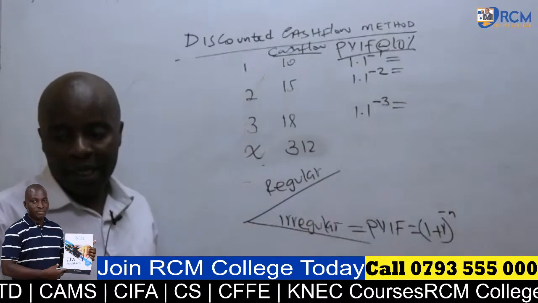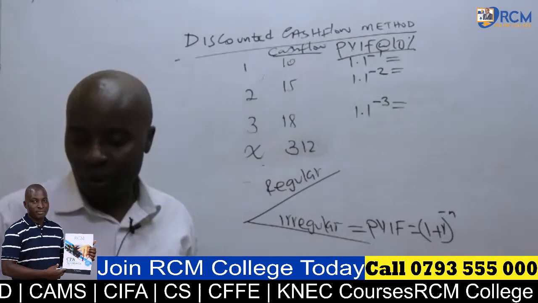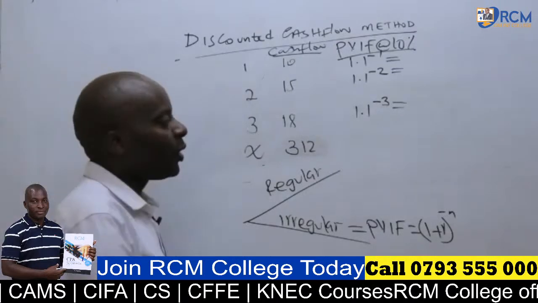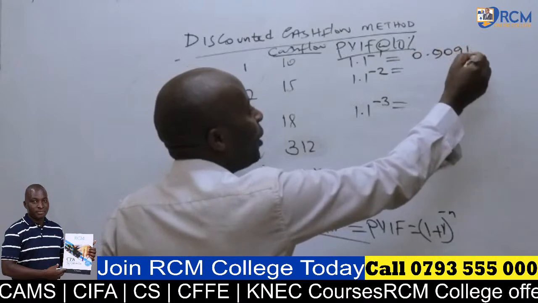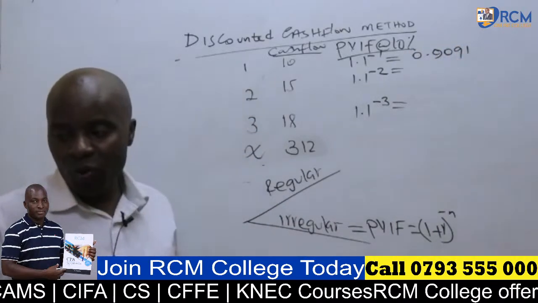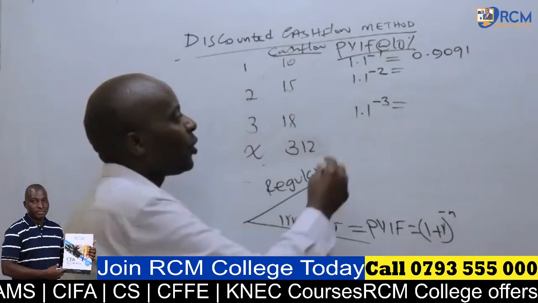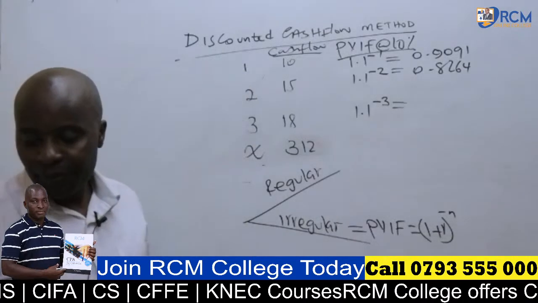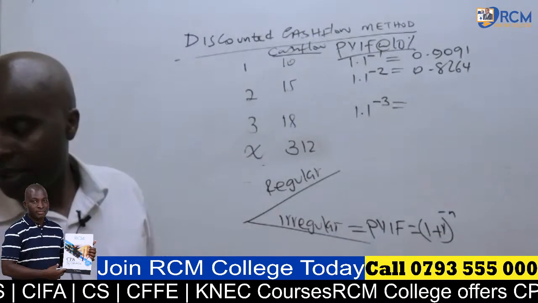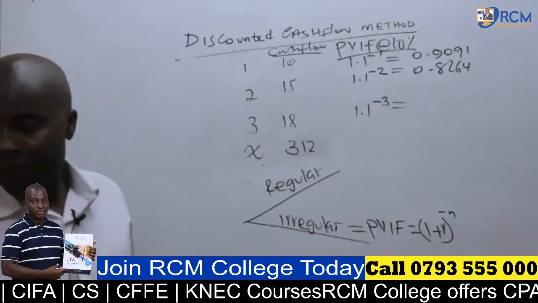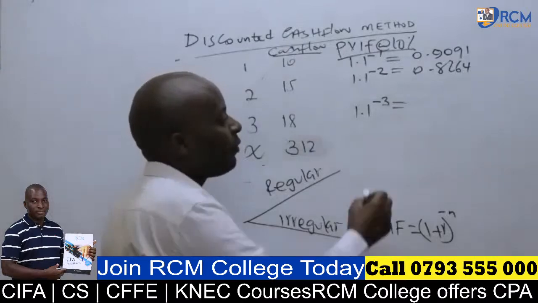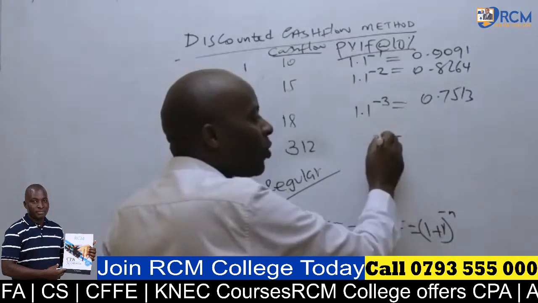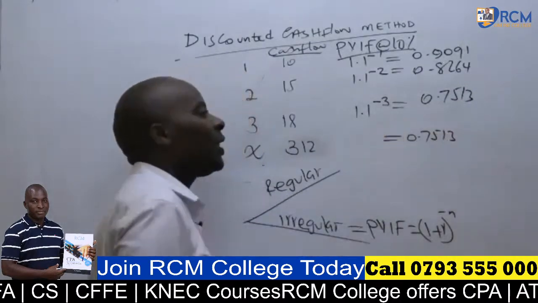1.1 raised to -1. If I could go to your charts, I'll be able to get those answers very fast. I can see 0.9091, if I'm not wrong, and then I can see 0.8264, and then 0.7513. This 0.7513 is the one that I borrow down here. It will be 0.7513 like that.